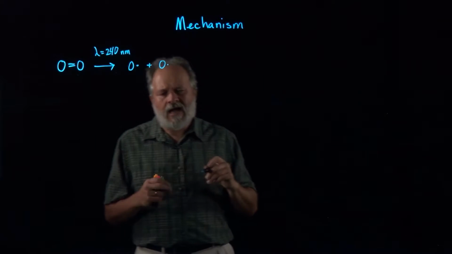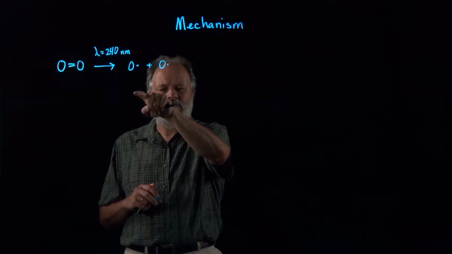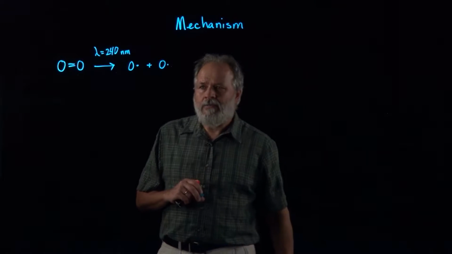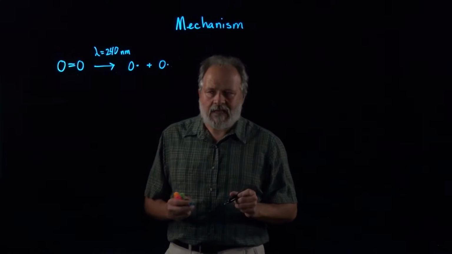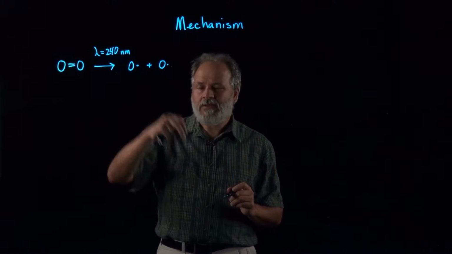Okay, and I'm going to write each oxygen atom explicitly. You might be able to just understand it if you just write 2 O dot. So that's the first step. So this protects us from ultraviolet light of this particular wavelength.